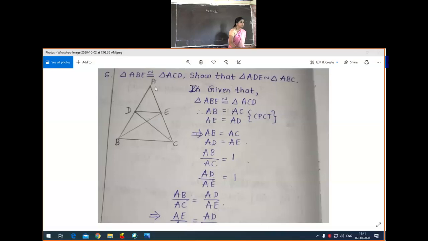Are you observing our proof? Actually, what we have to prove here is that triangle ADE is similar to ABC. For that, the given data is that ABE is congruent to ACD. So first write the given data. Triangle ABE is congruent to triangle ACD. In congruent triangles, corresponding parts are equal, no? So we can write AB is equal to AC, in triangle ABE and triangle ACD, corresponding parts. Then AE is equal to AD also.